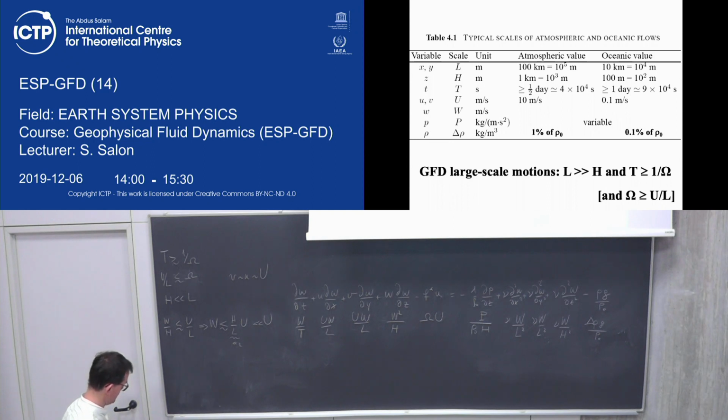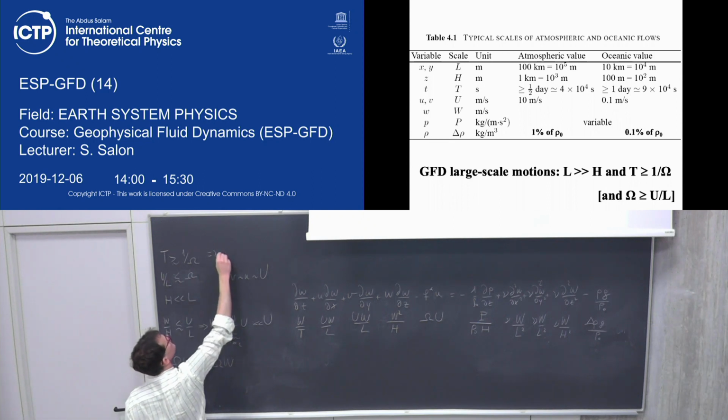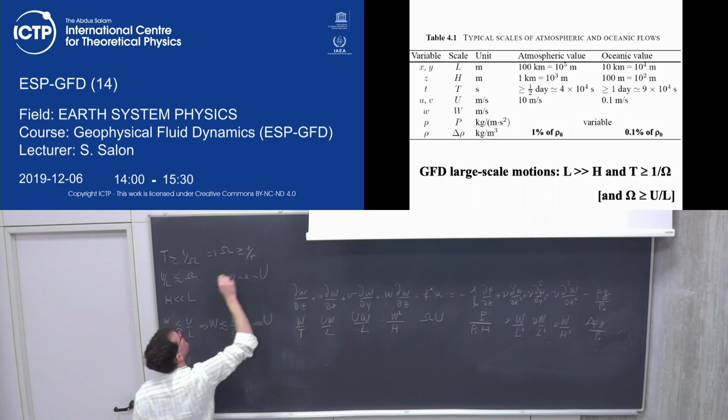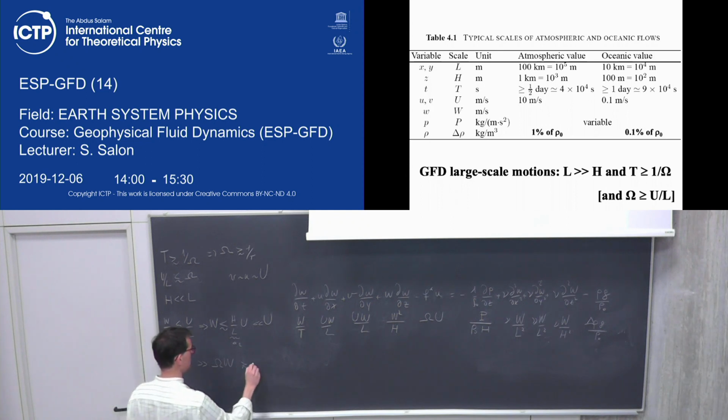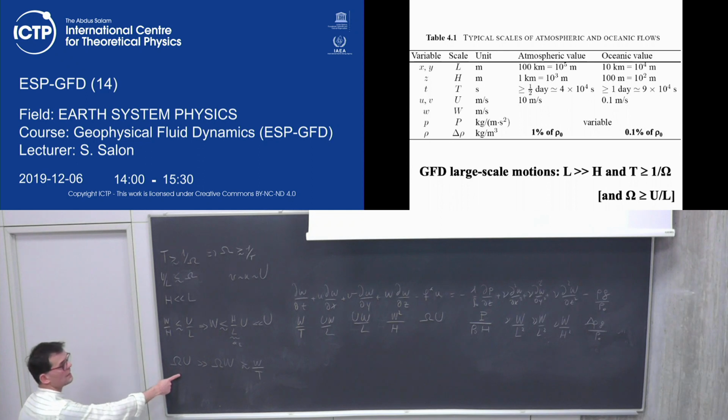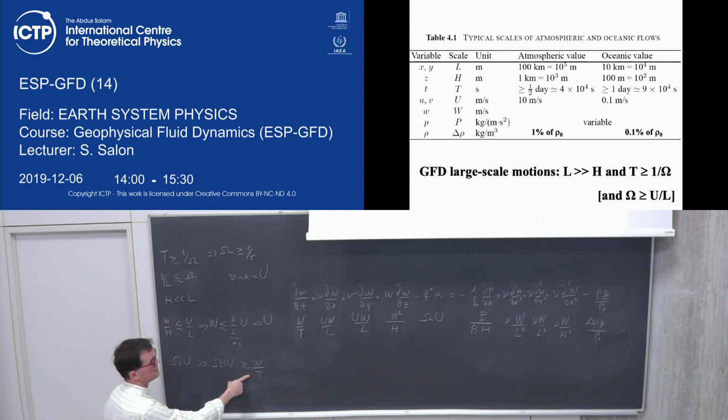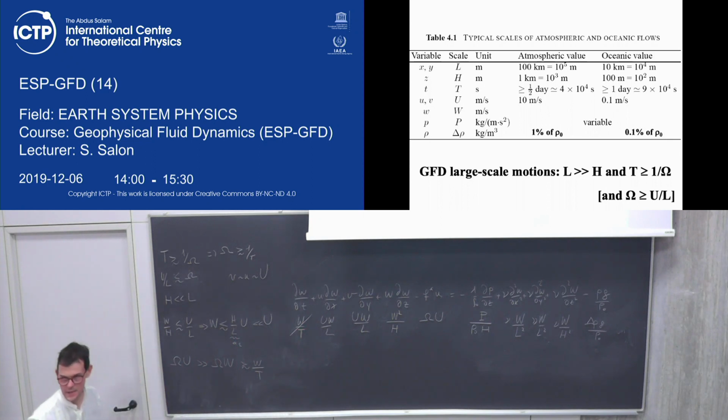Okay. Let's try to consider first the left-hand side. So omega u is much larger than omega w. But if we look here, from this we can say that omega is larger than 1 over t. So this means omega u, the Coriolis term, is much larger than the local variation of vertical velocity.